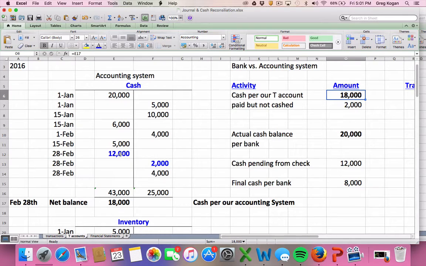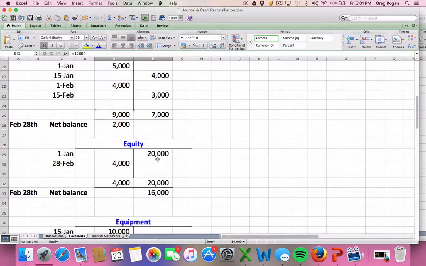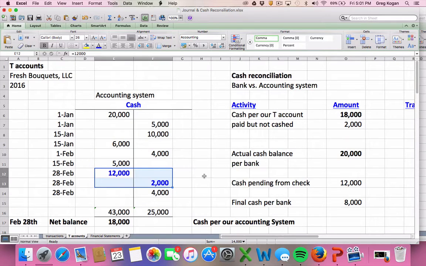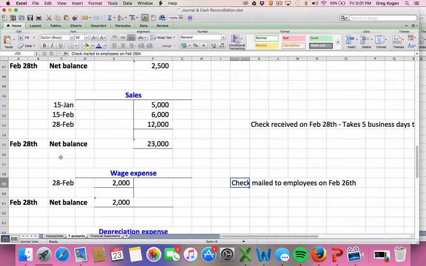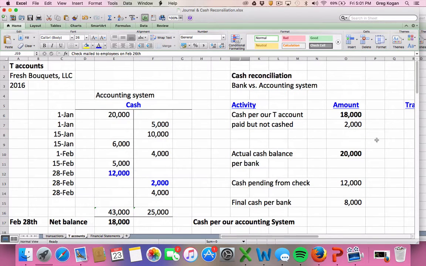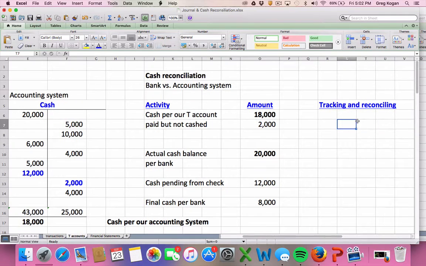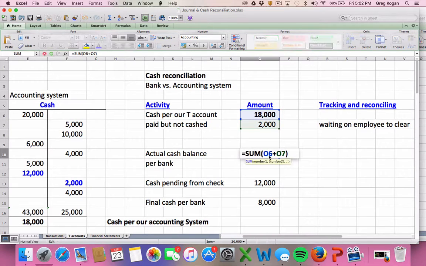But for example, these two transactions: the 2,000 that was paid but not cashed, I think it was for wage expense. Yeah, check mailed on Feb 26th. We recorded an expense on Feb 26th, but has the cash moved? No, because the employee hasn't cashed the check. So this is waiting on the employee to clear. But right now the bank will say what? The bank will say 20,000. So that's how you reconcile.